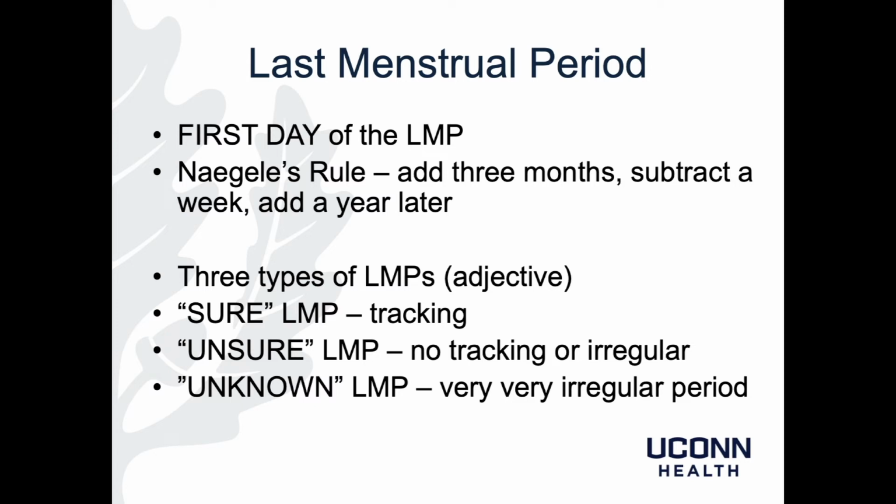Then the last one is an unknown last menstrual period, and this is for patients who are maybe recently postpartum or breastfeeding, or have really bad PCOS or other causes of anovulation, and they have a very, very irregular period. You would want to present that as an unknown LMP when presenting your one-liner. Okay, so sure LMP is more reliable than unsure LMP, which is more reliable than an unknown LMP.